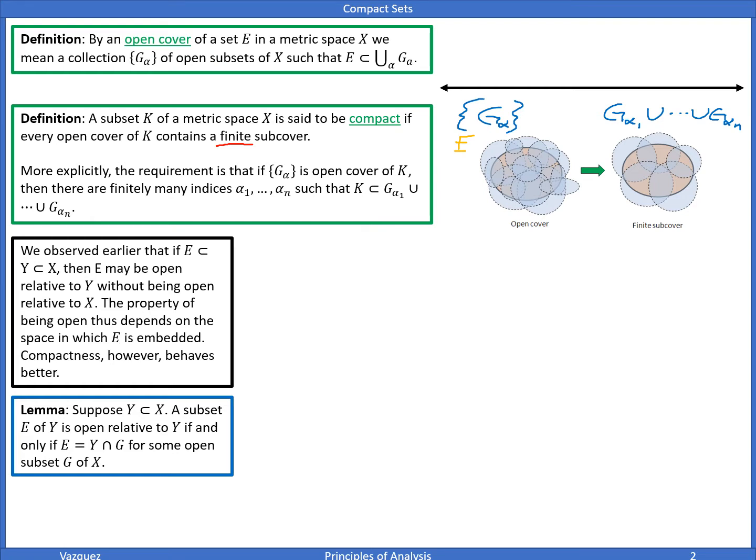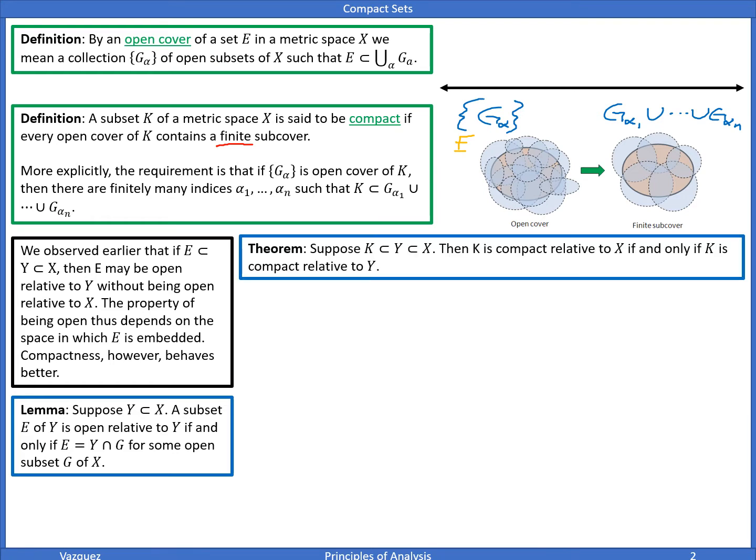So if you like, take a second to digest that, see what that means. And again, if you want the proof, you can find it in the book. But we're going to need this lemma to show this next theorem. And this theorem says, suppose K is a subset of Y, Y is a subset of X, then K is compact relative to X if and only if K is compact relative to Y. So this is a biconditional proof.